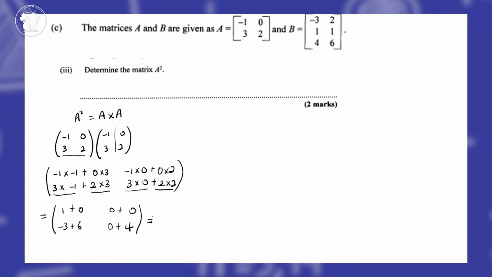Hence, this would give us 1 plus 0 would be 1. 0 plus 0 would be 0. Negative 3 plus 6 would be positive 3. And 0 plus 4 would be 4. Hence, A squared is equal to 1, 0, 3, 4.